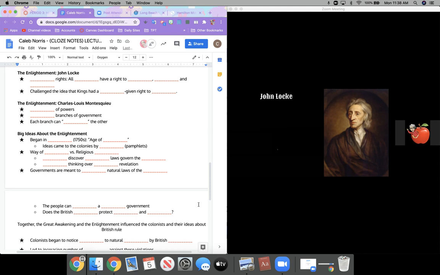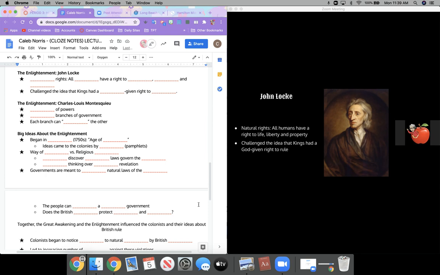Okay. And John Locke introduced the idea of natural rights. So all humans, just by being born, have a right to life, liberty, and property. Okay. So just by being born, you have a right to these things. Okay. And he challenged the idea that kings had a God-given right to rule. So prior to this, kings found their power from the church.